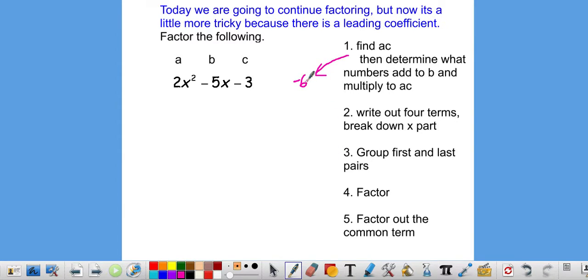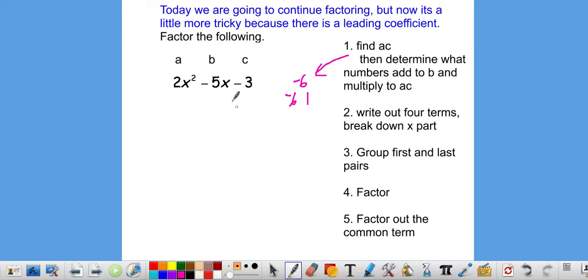That's first step. And you can do that in your head because the next thing you're going to do is ask what values add to b, add to negative 5, but at the same time multiply to a times c. So in a way, this is just like what we did in 9.5. So what values multiply to negative 6 but add to negative 5? You can kind of think through that, but it's negative 6 and 1. Those multiply to negative 6 but add to negative 5.